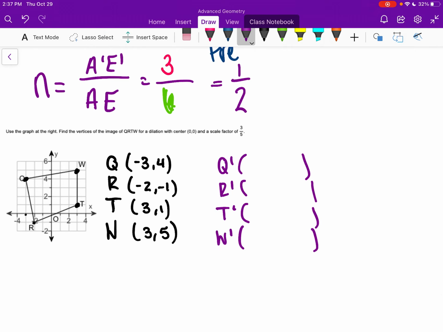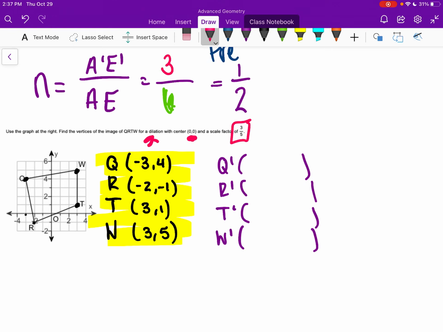In this example, we can use this graph to find the vertices, which I have listed out for us already. And it tells us that we are doing a dilation, so we're going to change size through the center at the origin, and a scale factor of 3/5. So what we learned is this means that we need to multiply each coordinate by 3/5. So pull out your calculator and let's get to practicing.